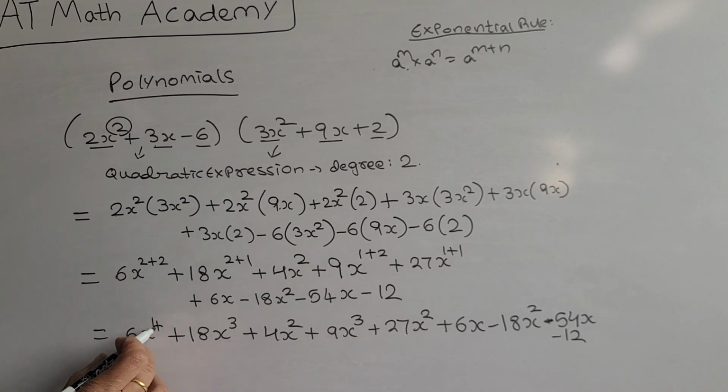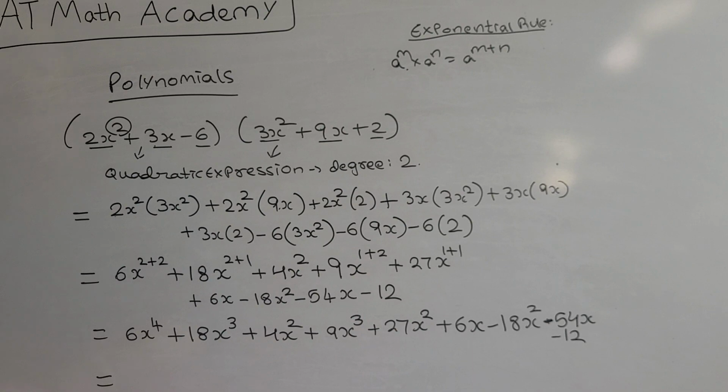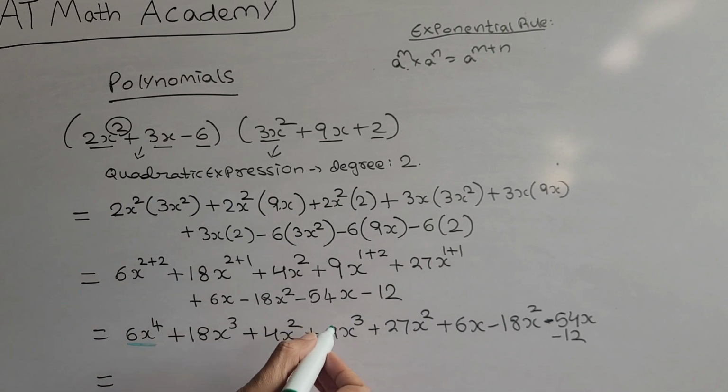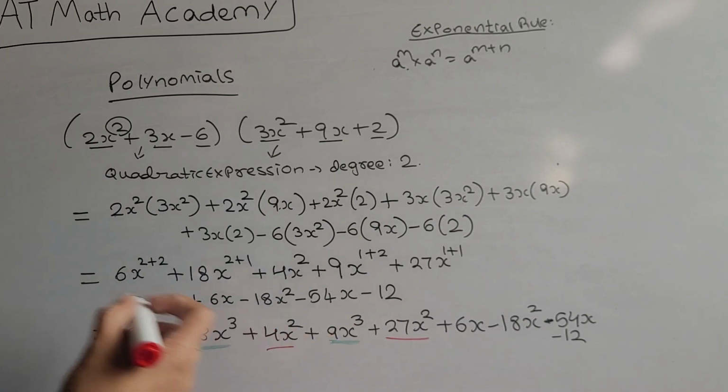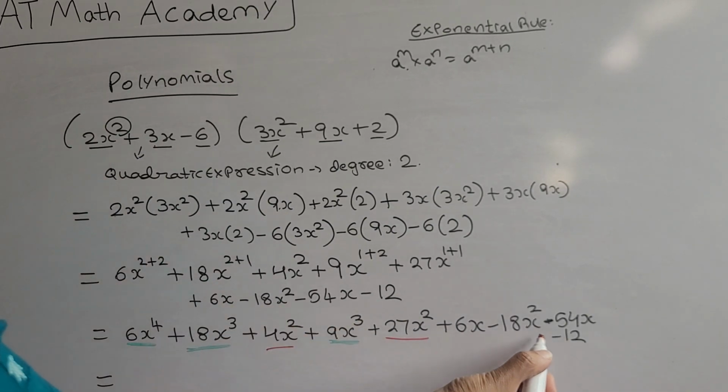So for x⁴ I only have one value, which is 6x⁴, only one value here. For x³ I have here 9x³ and 18x³, and for x² here I have values which are 4x², 27x² and 18x².